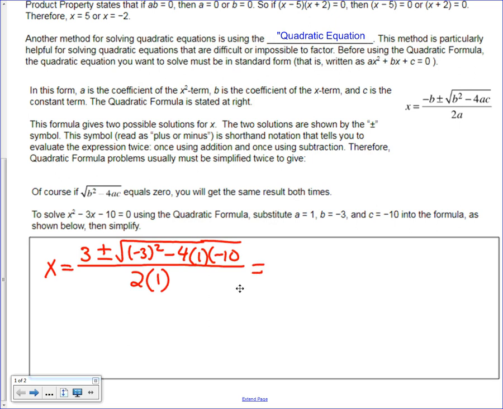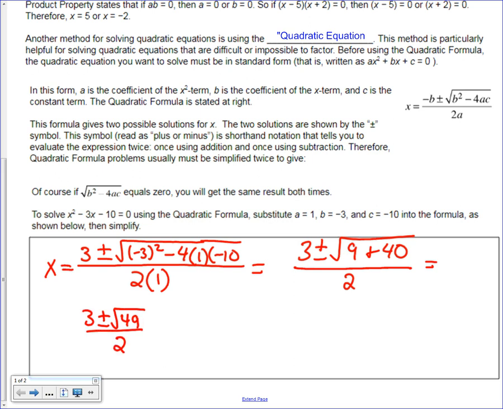Right, so we continue that over and start to simplify our problem. So we get 3 plus or minus negative 3 to the second power is 9, minus 4 times 1 times negative 10 is going to give us a positive 40, divided by positive 2. So if we keep going, we're going to get 3 plus or minus the square root of 49 divided by 2, which is equal to 3 plus or minus 7 divided by 2.